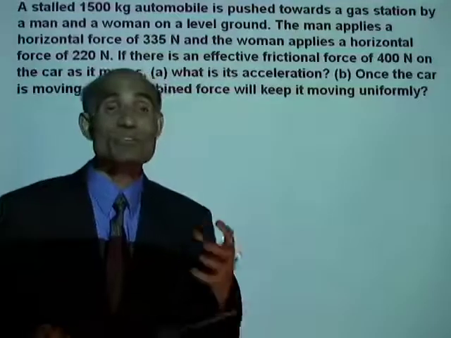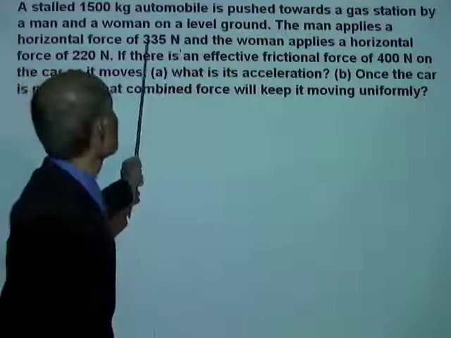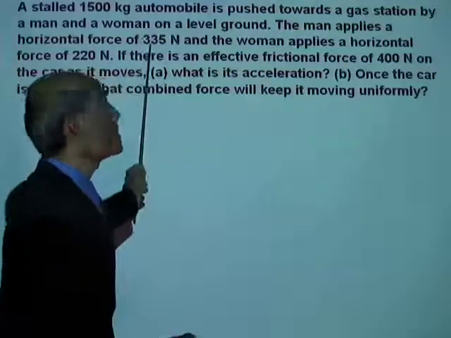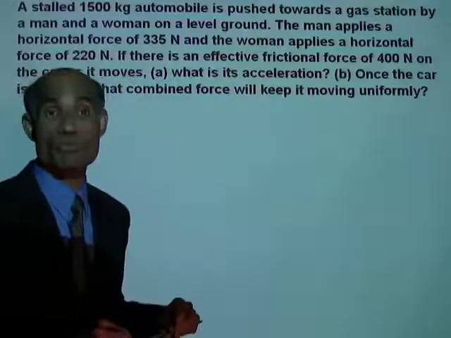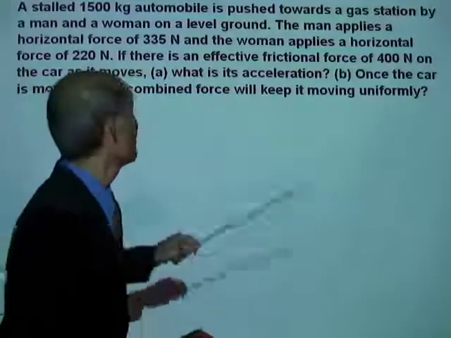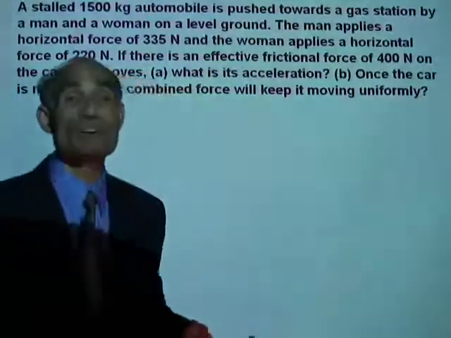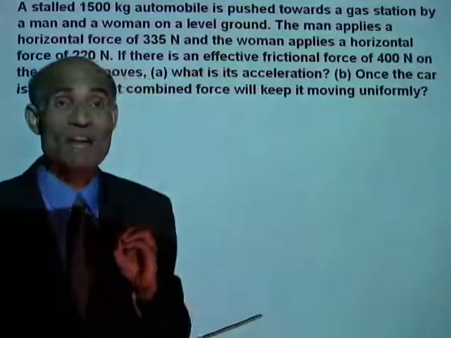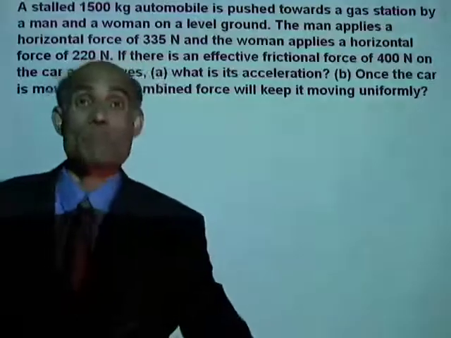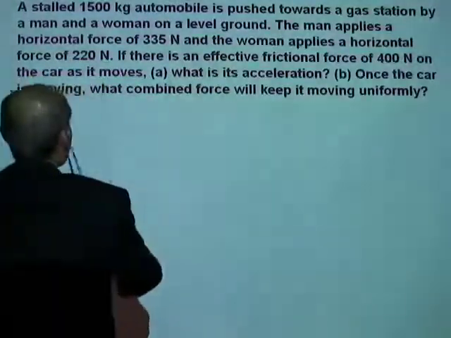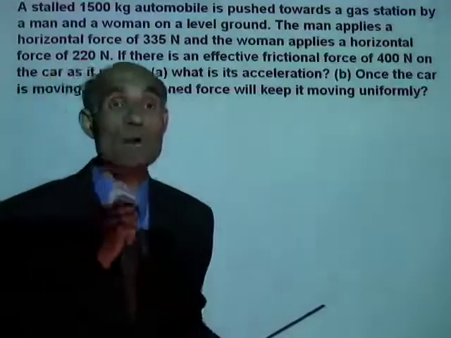Well, again, you can figure out the net force. What is the total applied force? 335 Newton that is applied by the man plus 220 Newton that is applied by the woman. So the total force minus the effective frictional force, that is 400 Newton, will be the net force. And the acceleration on the car is produced by that net force. Is that right? Okay.